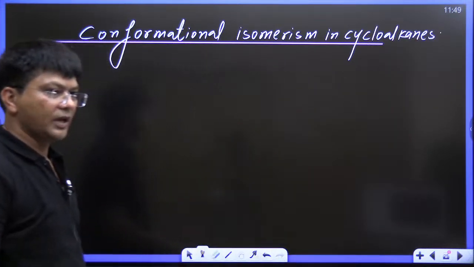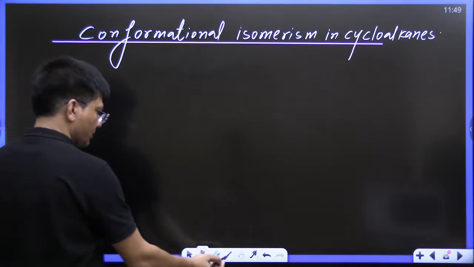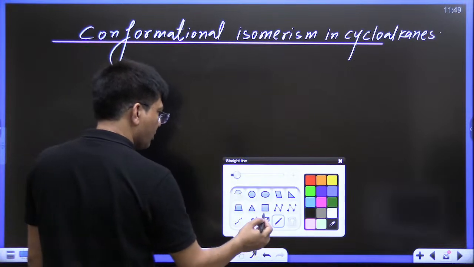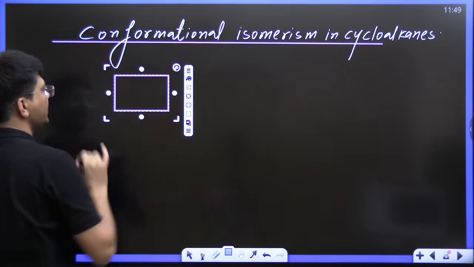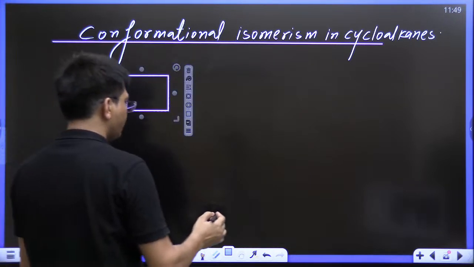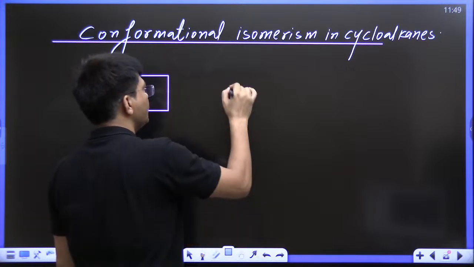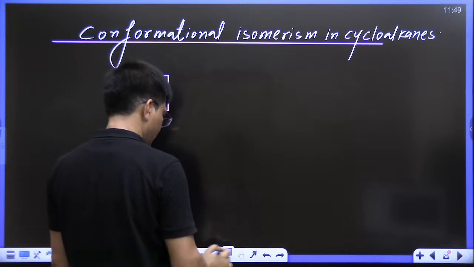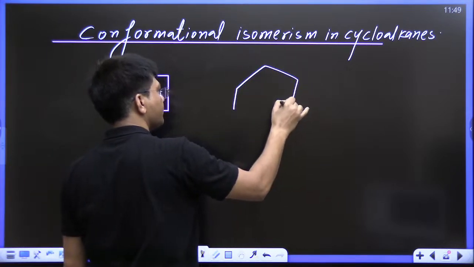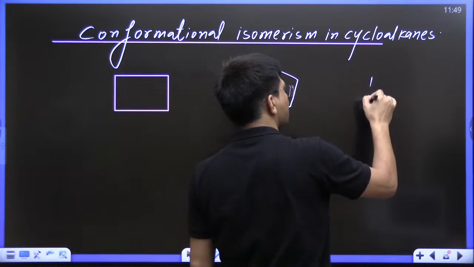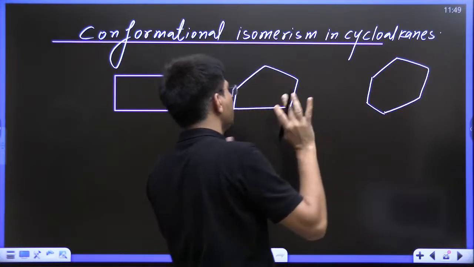Conformational isomerism in cycloalkanes. Now see kids, if I draw cyclobutane, what do you think? Is it planar? If I draw cyclopentane, what do you think? Is it planar? Cyclobutane, cyclopropane, cyclopentane, are they planar? Cyclohexane, are they planar? What do you think?